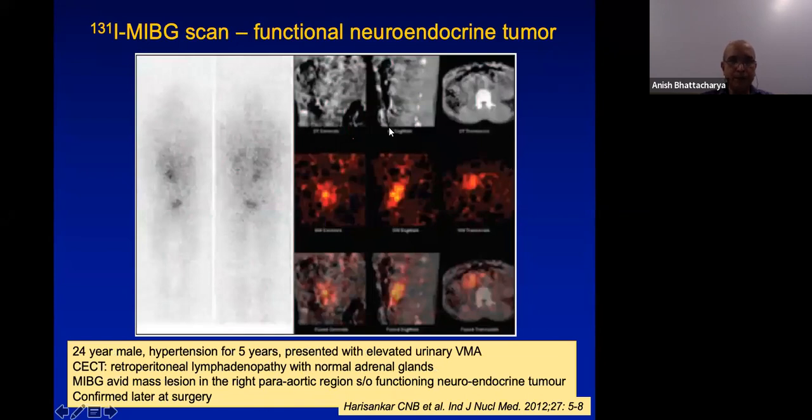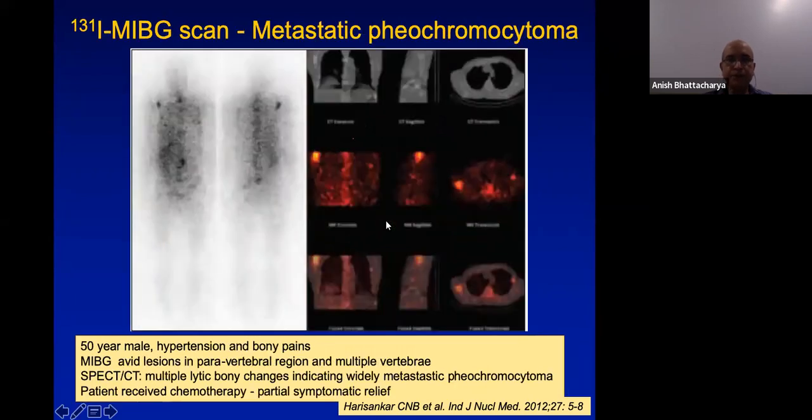In this case, this is another patient where you have a neuroendocrine tumor. This is a functional neuroendocrine tumor. MIBG can also be used for that. Functional neuroendocrine tumor causing hypertension, confirmed later on surgery. This is a metastatic pheochromocytoma.